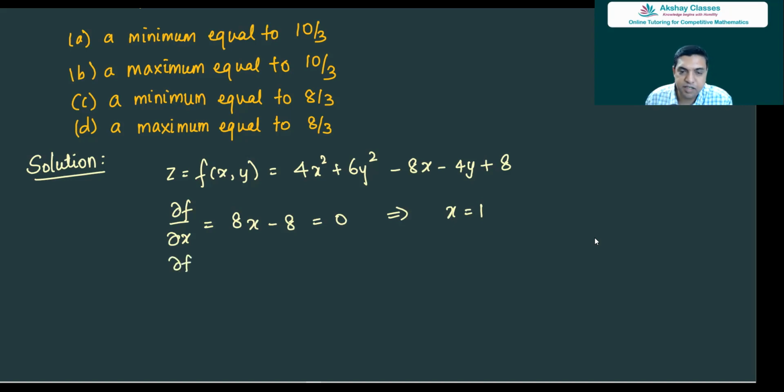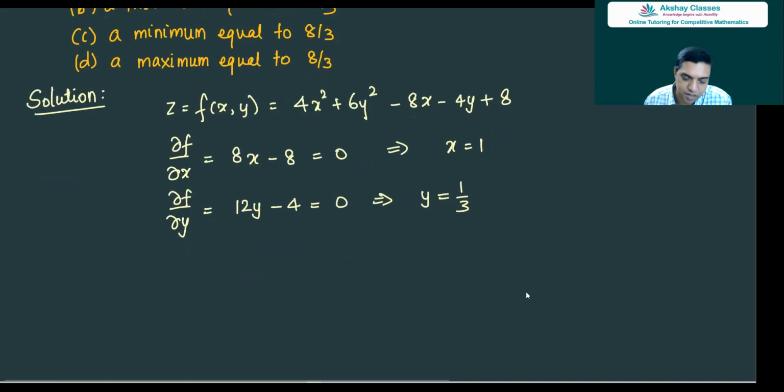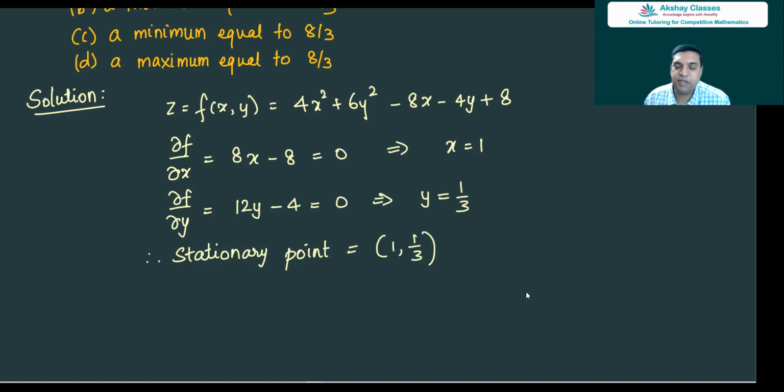and simultaneously ∂f/∂y should also be equal to 0. So 12y minus 4 equal to 0. So we get y equal to 1/3. Therefore, there is one stationary point, because both have to be simultaneously 0. This is what the case is.